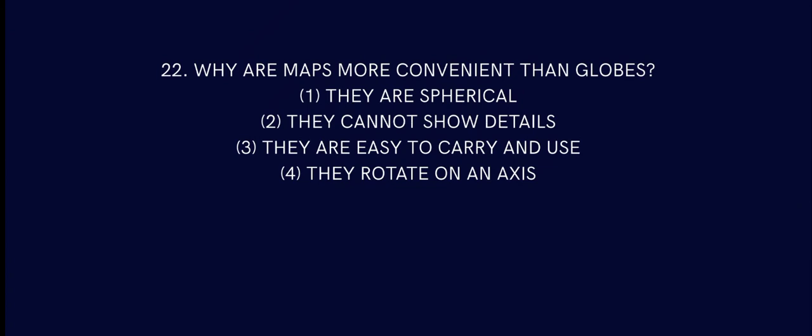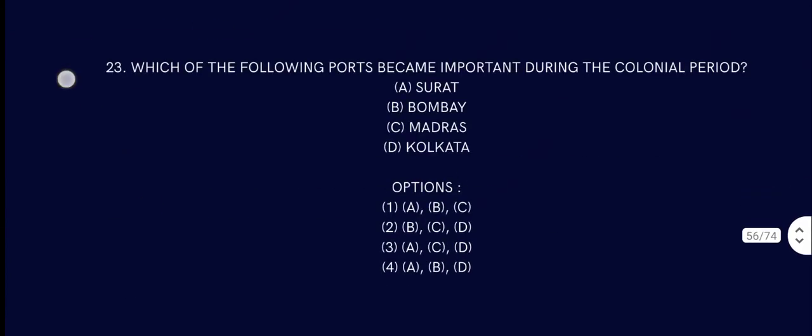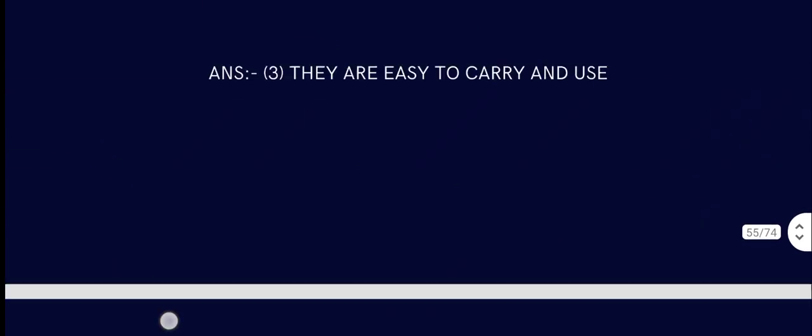So everything else is about what? Globes. But maps are easy to carry and use, so the answer is 3. They are easy to carry and use.